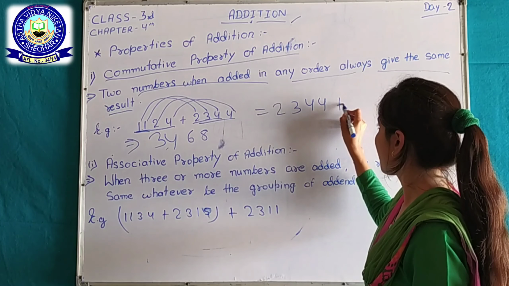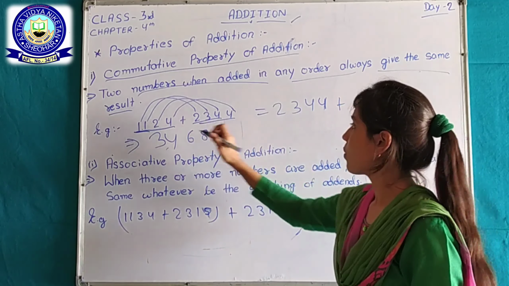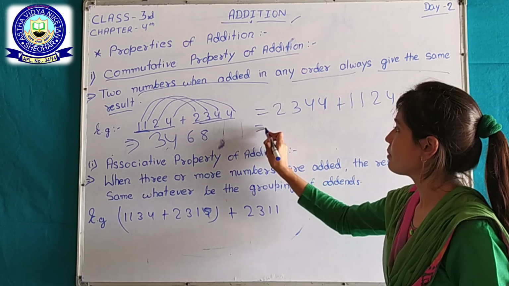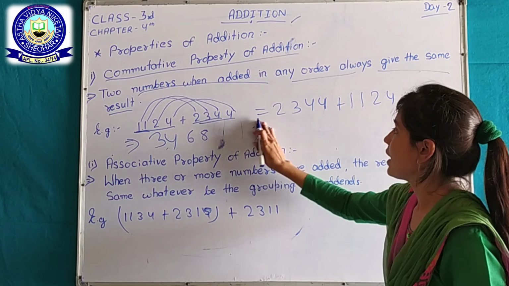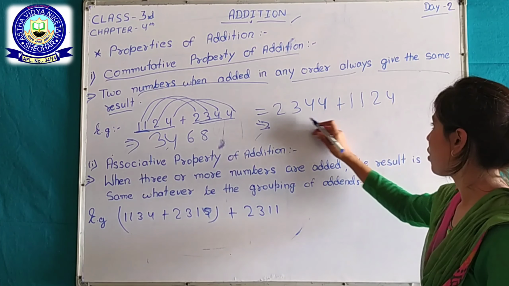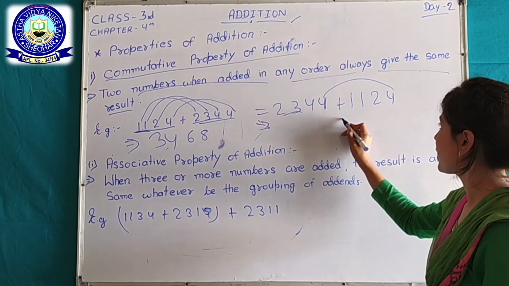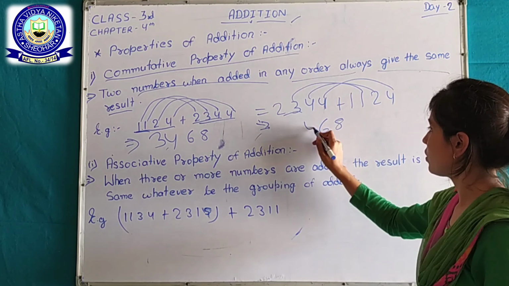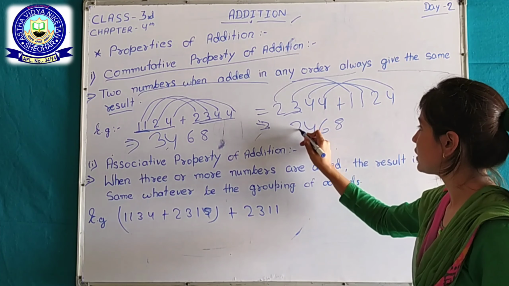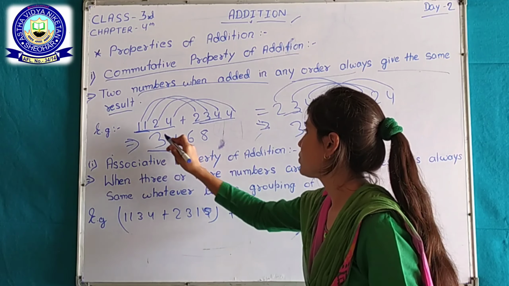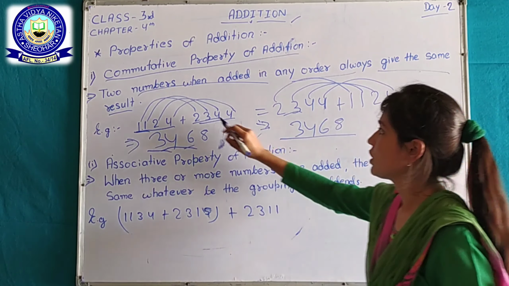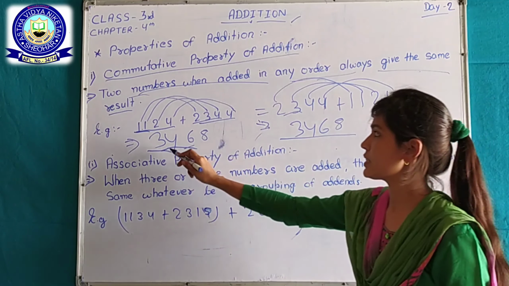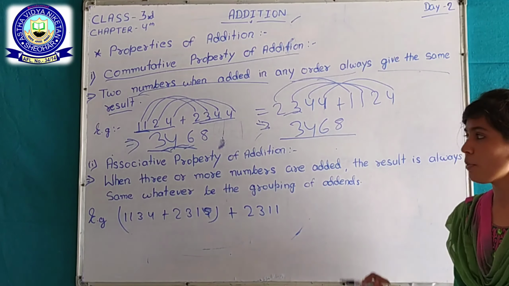2344 plus 1124, we get the same sum, the same addition of these 2 numbers. 4 plus 4 is 8, 4 plus 2 equals 6, 3 plus 1 equals 4, and 1 plus 2 equals 3. The addition of these 2 numbers is equal. So when we add 2 numbers in any order, they always give the same result. This is our commutative property of addition.